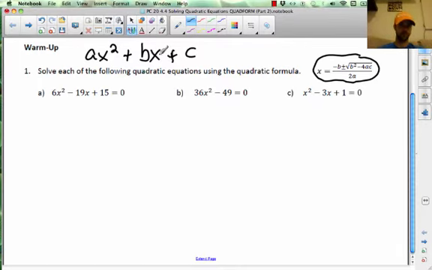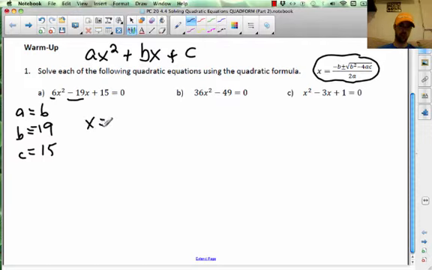So solve each of these using the quadratic formula. What I like to do is just write a little list of what my numbers are before I put them into the equation. Okay, so A comes from the quadratic term, B comes from the linear term. Be sure to include the signs in there. And C, of course, is the constant.